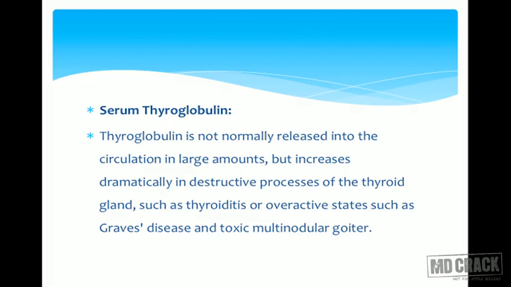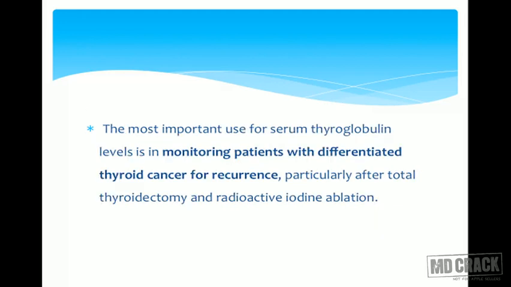Thyroglobulin is not normally released into circulating hormone. So serum thyroglobulin estimation will increase dramatically in destructive processes of the thyroid gland such as thyroiditis, or overactive states such as Graves' disease and toxic multinodular goiter. So serum thyroglobulin estimation will give a status of the functioning or remaining thyroid parenchyma. The most important use for serum thyroglobulin level is monitoring patients with differentiated thyroid cancer for recurrence, particularly after total thyroidectomy and radioactive iodine ablation.